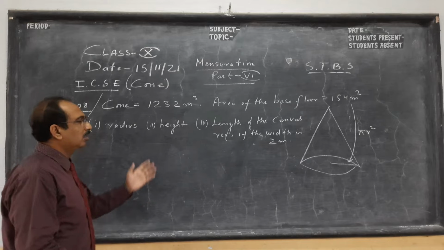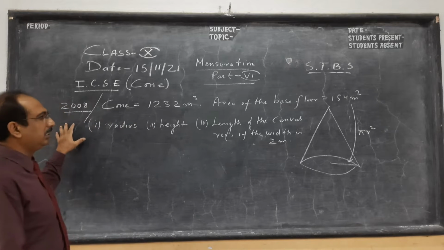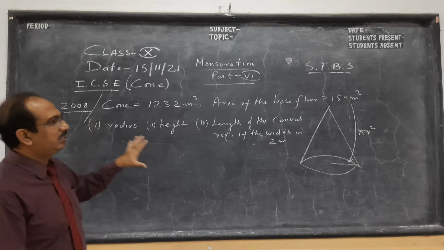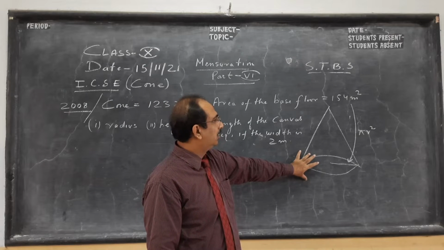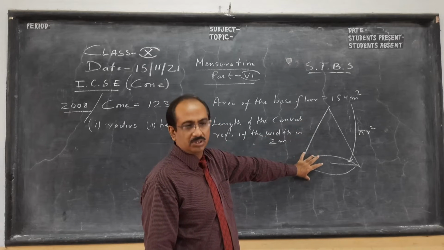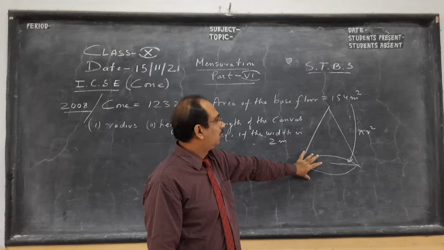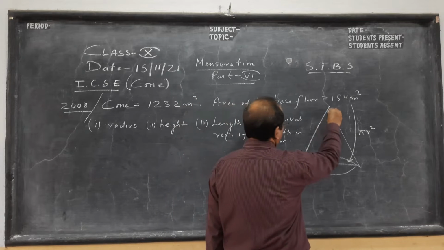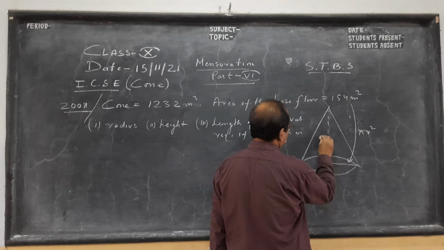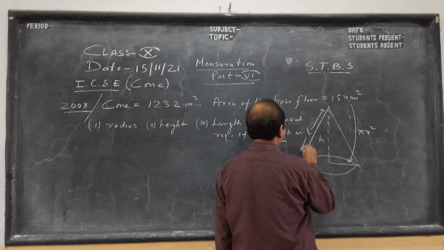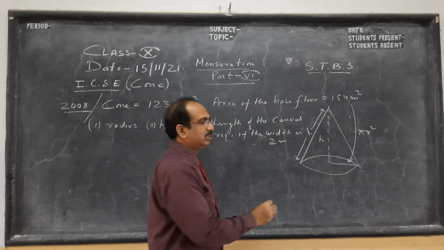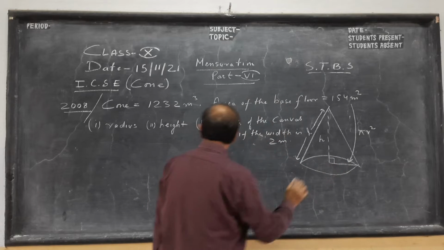So here we go. What is given in ICSE 2008 is the area of the base of the cone. The base of the cone is a circle. And this is called the height. If you see my earlier videos, you will see the concept. And this is called the slant height. And this is definitely 90 degrees. So this circle has the given area.